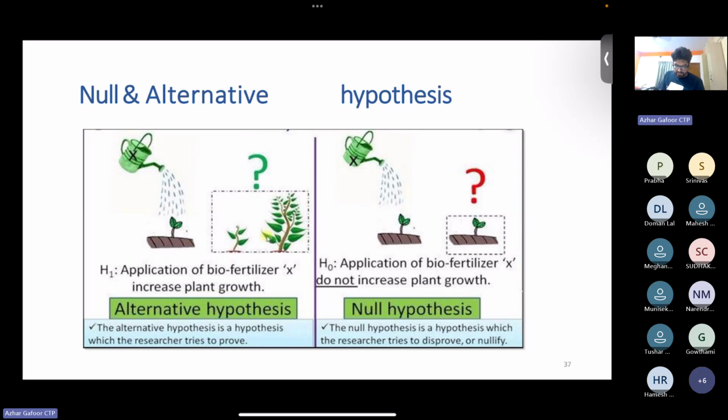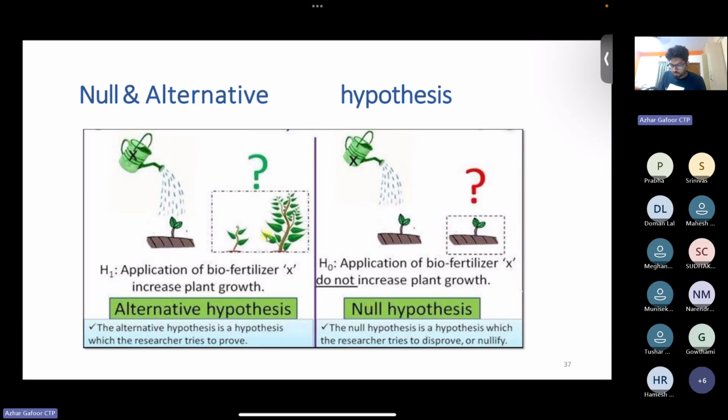So we are making two statements. That is, application of biofertilizer X increases the plant growth. That is the alternate hypothesis H1. And the null hypothesis is that application of biofertilizer X does not increase the plant growth. The alternate hypothesis is the hypothesis which the researchers are trying to prove, or we are trying to nullify our null hypothesis based on the data we have. We'll see this with some examples, so it will be clear.